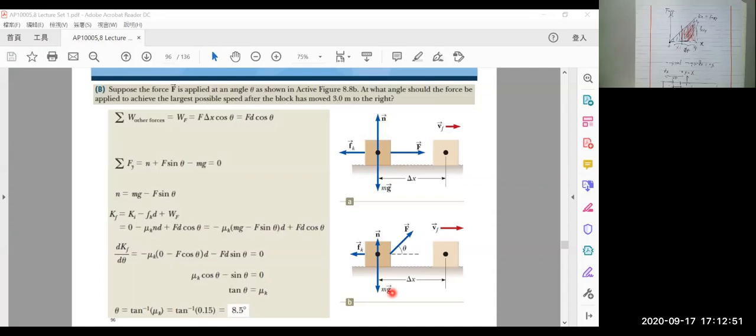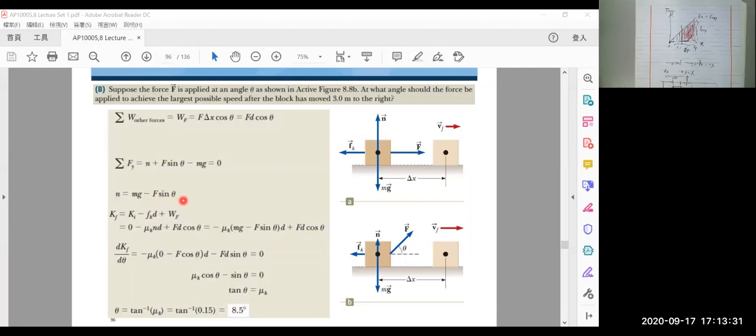So the force acting on the block would be slightly complicated. In the case of the work done by the external force, it is equal to F times delta x times cosine theta. That is okay. The force in the y direction would be N plus F sine theta minus mg. So the normal force is mg minus F sine theta.